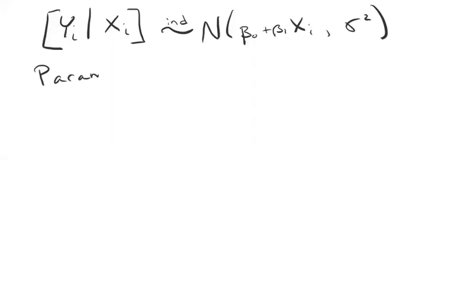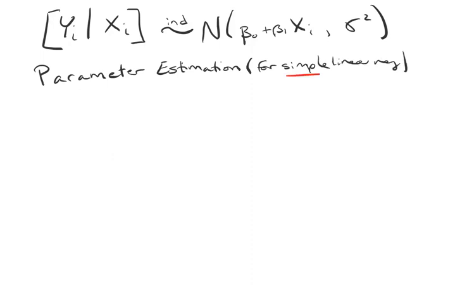In other words, how do you use your data to estimate the parameters of this model? And I'm going to restrict myself to simple linear regression here. Simple linear regression, this word simple just means one predictor.